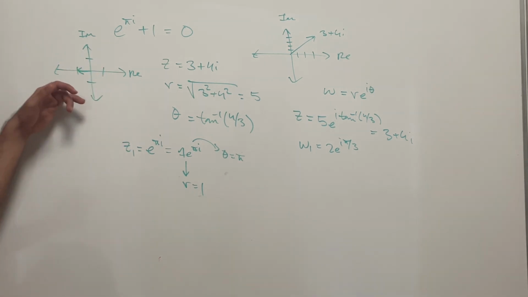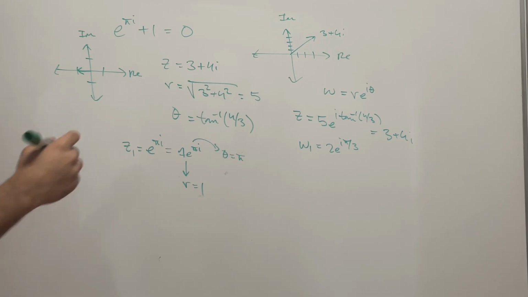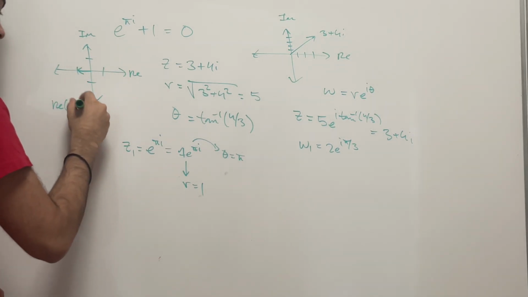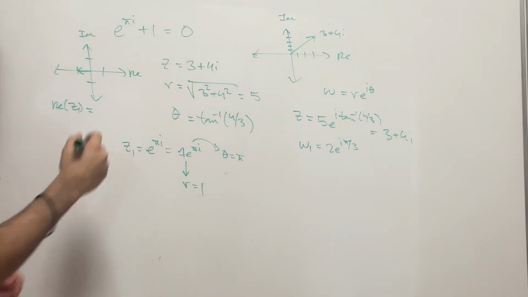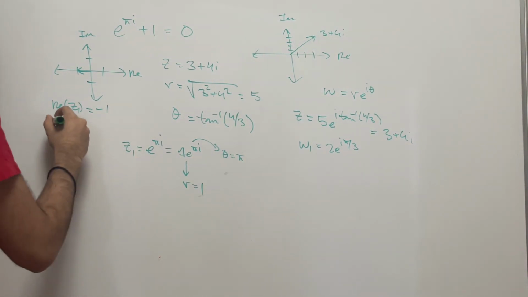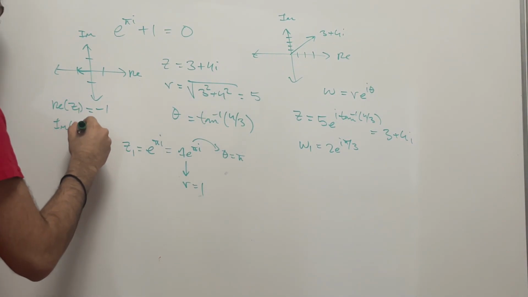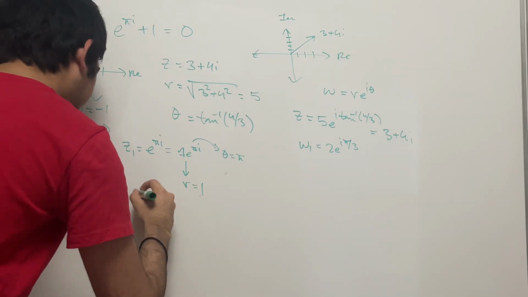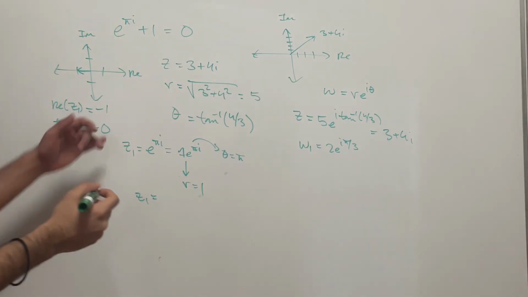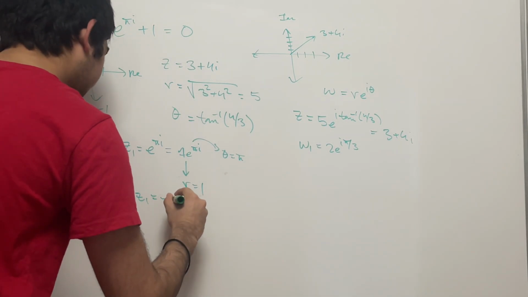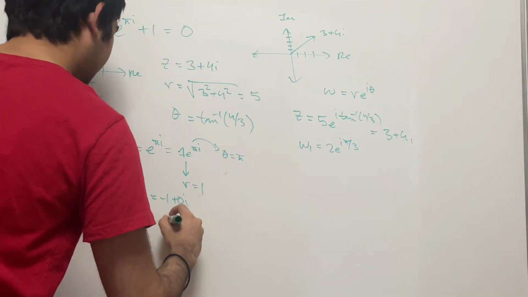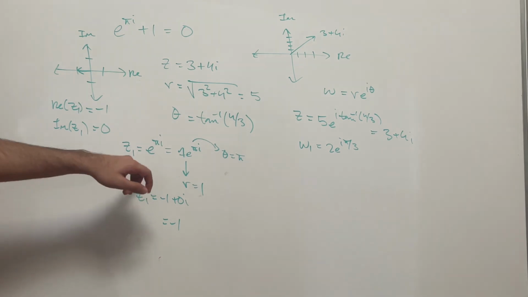We can easily extract the x and y components. Our real component of z1 is just -1, and our imaginary component is 0, since it's not moving anywhere along the y-axis. So we can rewrite z1 in terms of x and y components as -1 plus 0i, and 0 times i is just 0, so that's equal to -1. z1 is equal to e to the pi i.